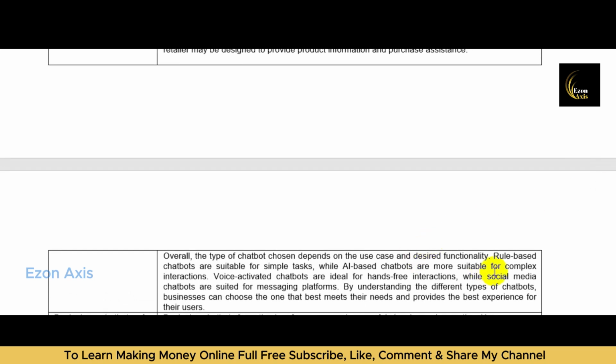Overall, we can say the type of chatbot chosen depends on the use case and desired functionality. Rule-based chatbots are suitable for simple tasks, while AI-based chatbots are more suitable for complex interactions. Voice-activated chatbots are ideal for hands-free interactions, while social media chatbots are suited for messaging platforms. By understanding the different types of chatbots, businesses can choose the one that best meets their needs and provides the best experience for their users.